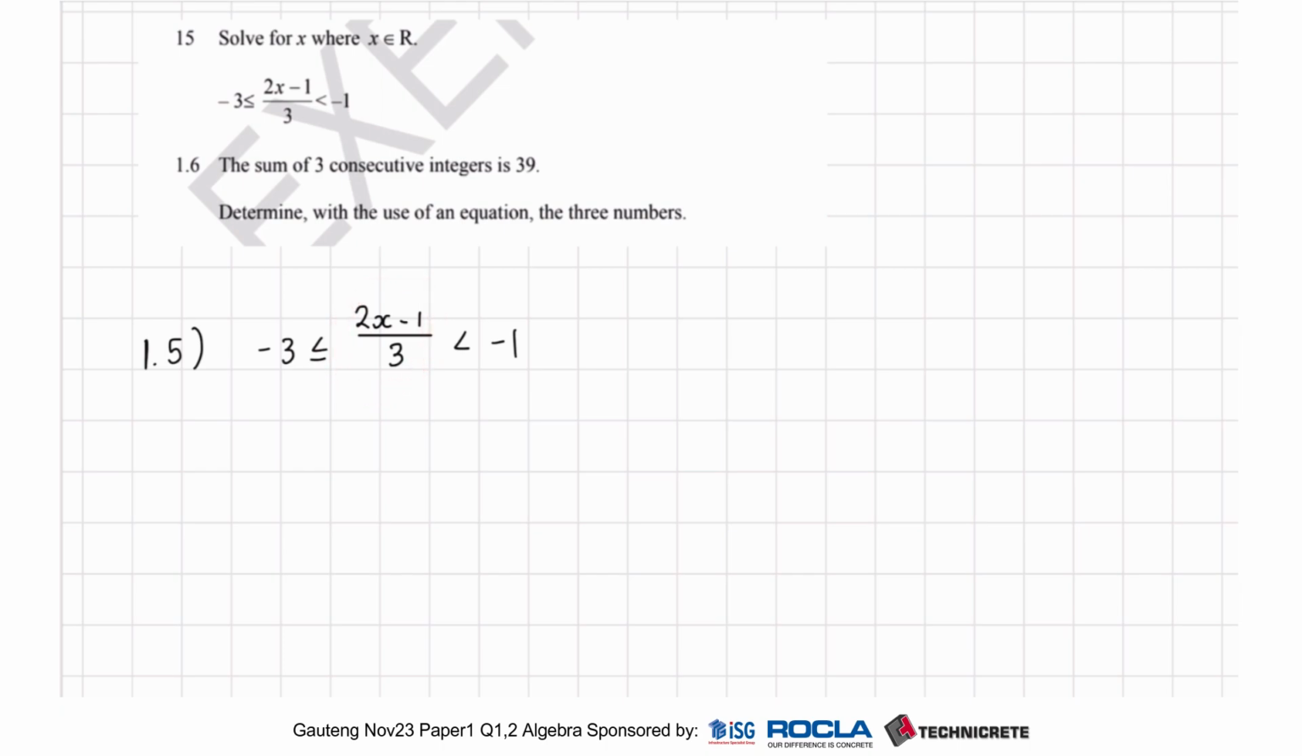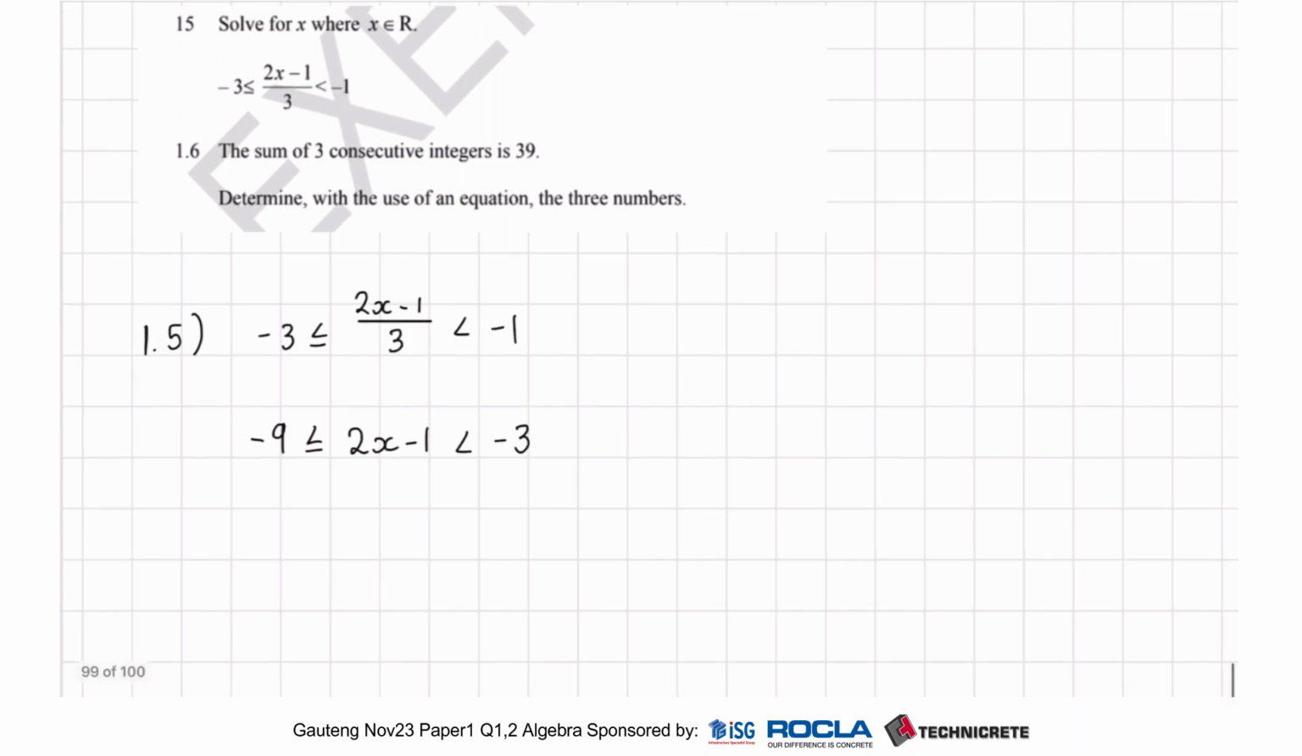And the first thing I want to do is get rid of this fraction here where 2x minus 1 is being divided by 3. So to get rid of that divide by 3, I'm multiplying the middle bit by 3, which means that I have to multiply the left-hand side by 3, and I get negative 3. And I'm also multiplying the right-hand side by 3, and I get minus 9. So I'll have minus 9 is less than or equal to 2x minus 1 is less than minus 3.